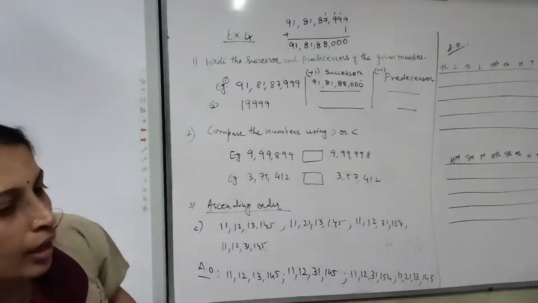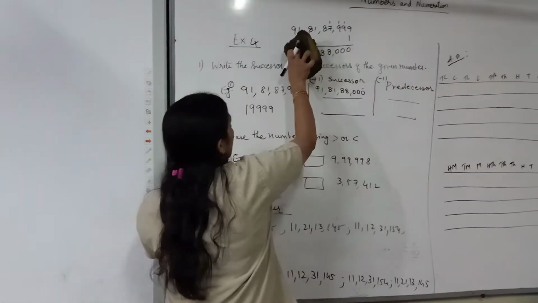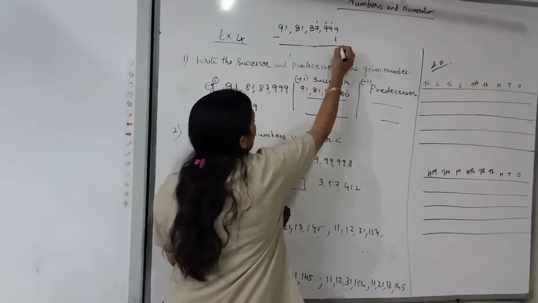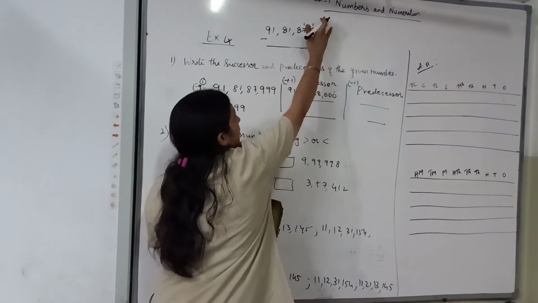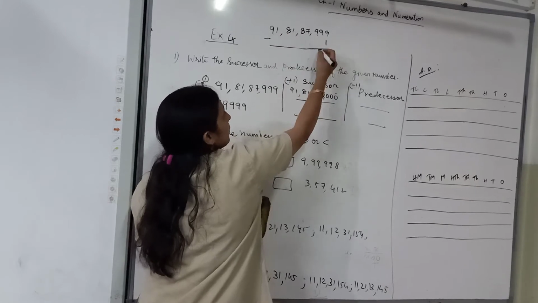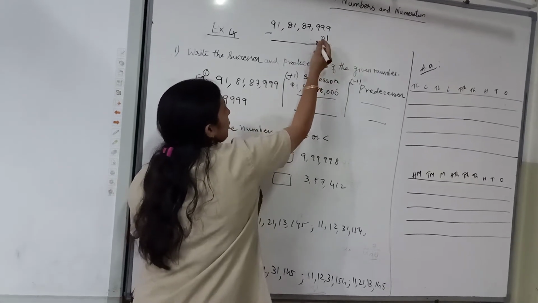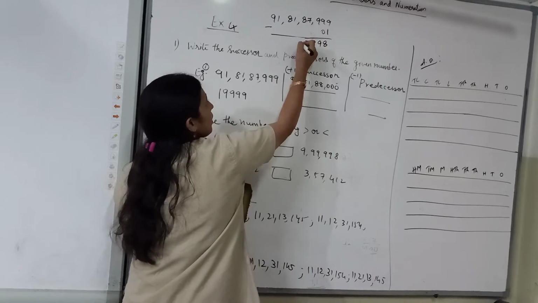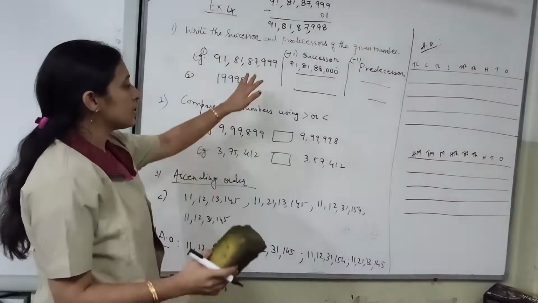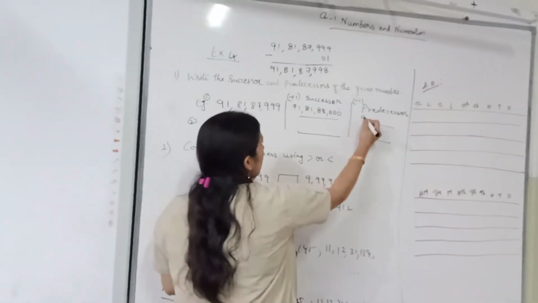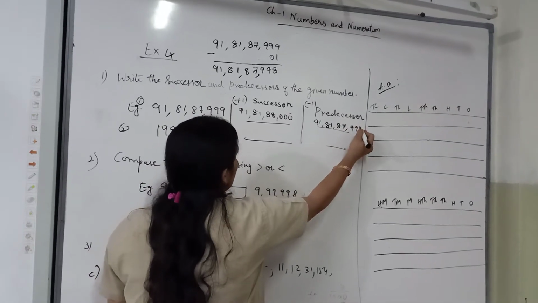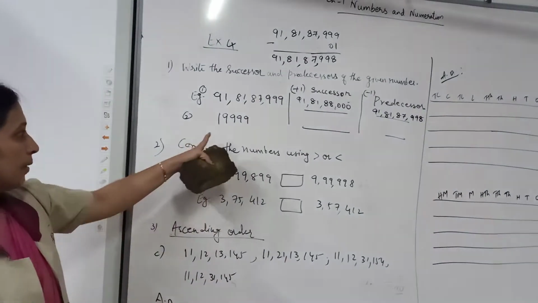Now, what is meant by predecessor? Predecessor is nothing but you have to just subtract 1 from the given number. You have to subtract 1 from this number. 9 minus 1 is 8. As there are no digits here, it means nothing but zeros. So 9 minus 0 is 9, 7 minus 0 is 7, 8, 1, 8, 1, 9. So what is the predecessor of this number? 91 crore, 81 lakh, 87,998.